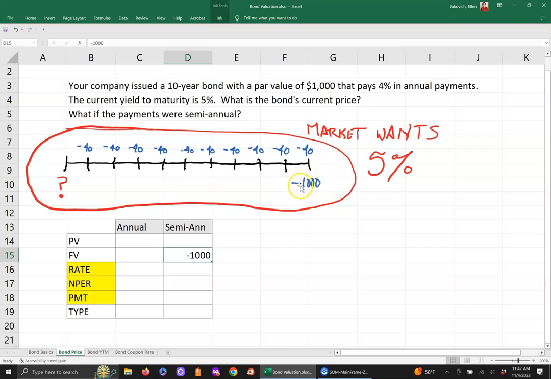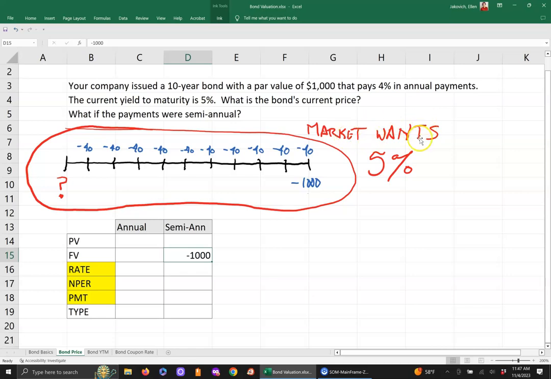Also, future value is $1,000. So that's that first line. You now know these fixed $40 annual payments and par value is $1,000. So these are all fixed, but the price is not. Then it says the current yield to maturity is 5%. Oh, yield to maturity is the market.